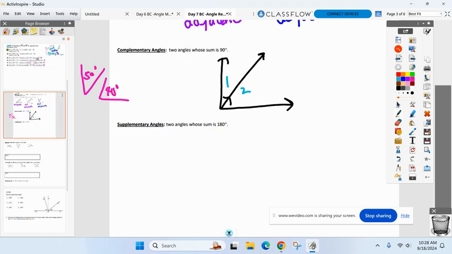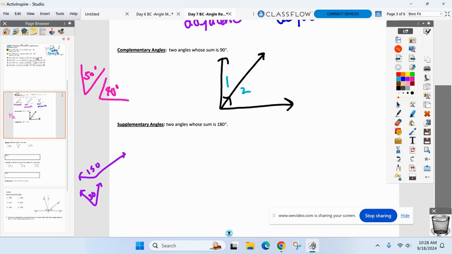Supplementary, which the magic number now is 180. Don't get those mixed up on me. And again, only 2. That's it. Can't be 3. Now again, quick trip back to 5th grade. Oh, okay, kids. This angle's a 150, and that angle's 30. Hey, we have 2 supplementary angles.